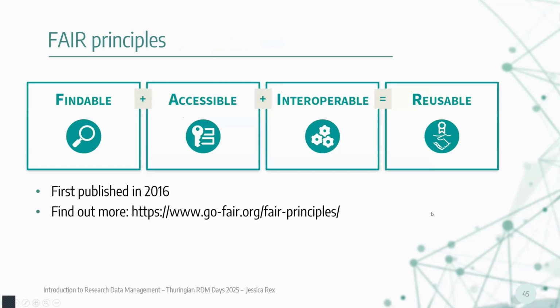Now, the FAIR Principles is an acronym for the words findable, accessible, interoperable, and reusable. And those are basically the things that we would like your research data to be at the end of your project. It kind of works like this: if your data are findable, accessible, and interoperable, they then generally become reusable. And these principles were first published in 2016.